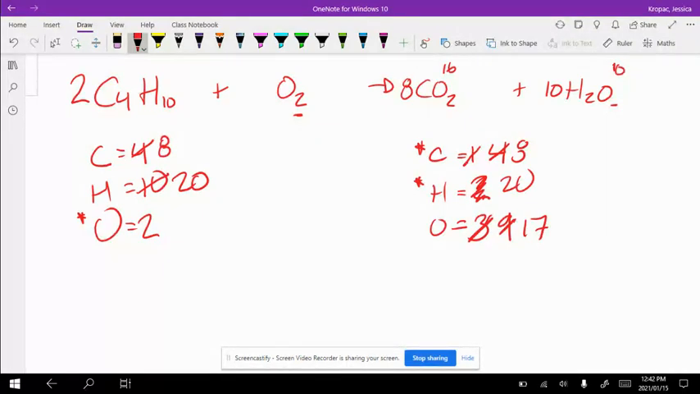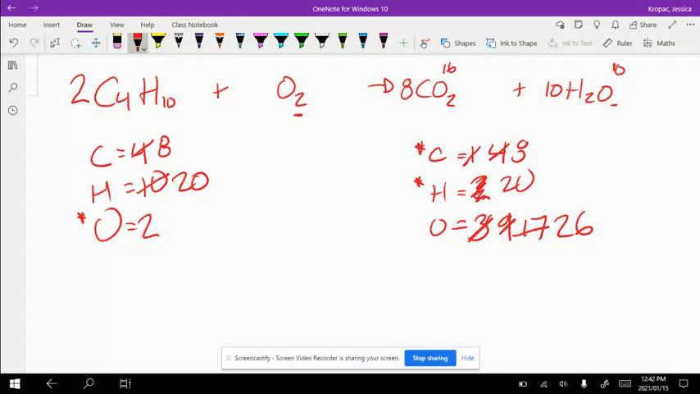So I have 10 oxygens in water. I have 16 oxygens from carbon dioxide. That means I'm going to have a total of 26 oxygens. So carbon is equal, hydrogen is equal. The only thing that's not equal right now is my oxygens. I have 26 on the right-hand side.